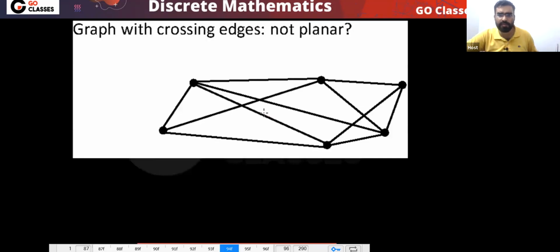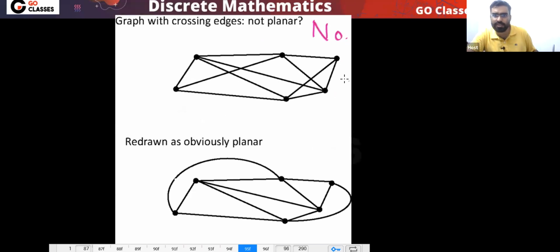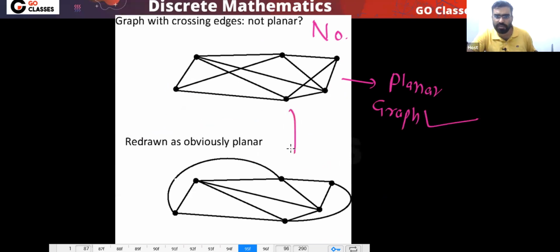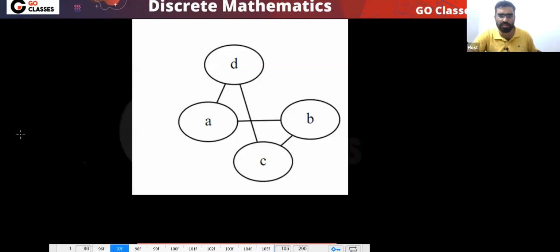So tell me, we have edge crossing here. So can I say this is not planar? You can notice edges are crossing. Can I say this graph is not planar? No, we cannot say. Actually, this is planar. The answer is no. This is actually a planar graph, because you can create it without edge crossing. So this is your planar graph.